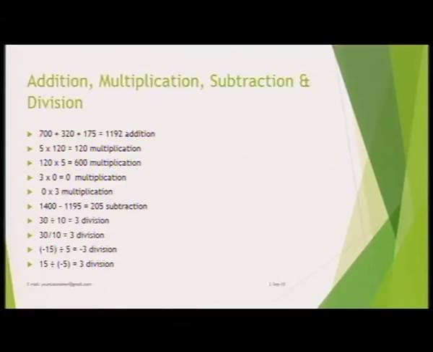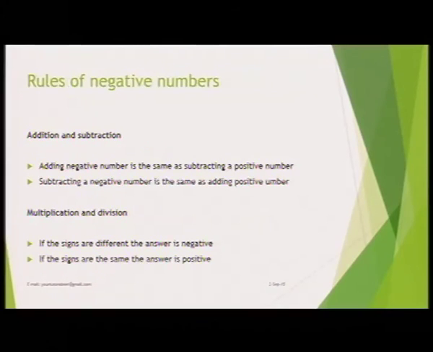Addition, multiplication, subtraction, and division. These are the simplest operations. I understand everybody knows this, ladies and gentlemen. Looking at 700 plus 320 plus 172 is equal to 1192. I understand that there's nobody with a problem on addition, multiplication and division also. So you can go through that, and guys, you can call me back if you have a problem with division, multiplication, and also addition.